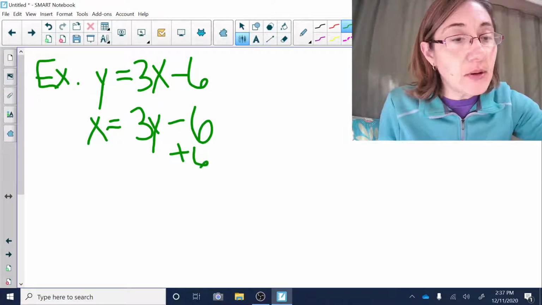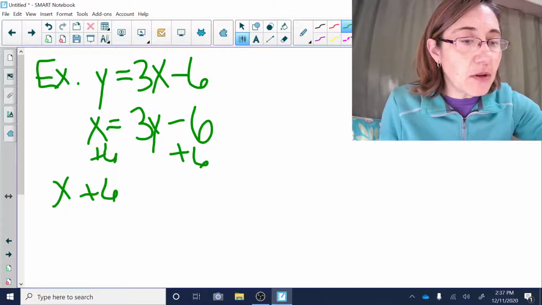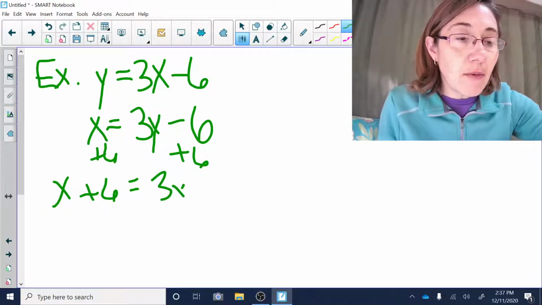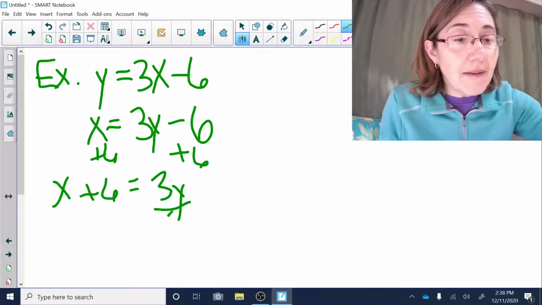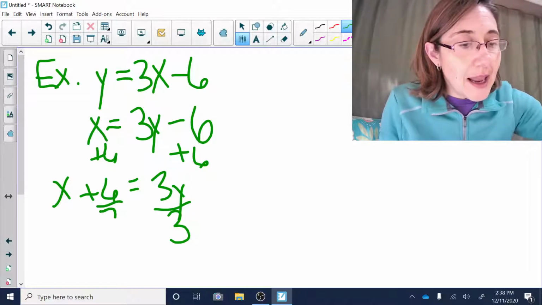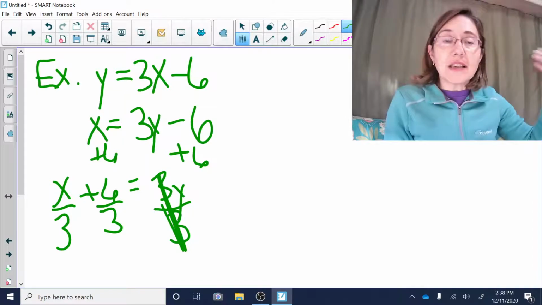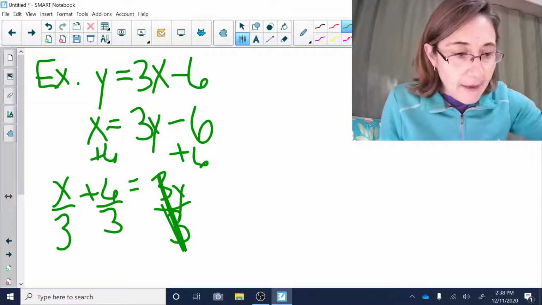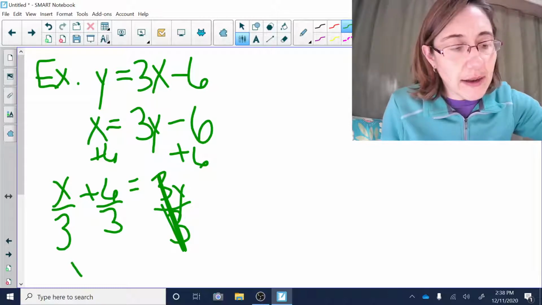So I'm going to add 6 on both sides. So x plus 6 equals 3y. To get the y the rest of the way by itself, that y is still multiplied by 3. So I'm going to divide by 3. And I'm going to do this in 2 separate parts on the left. I think it'll make it easier to see slope-intercept form. So I have y by itself now. So I'm going to take that y and move it to the front of the equation because I don't like having it on the back.